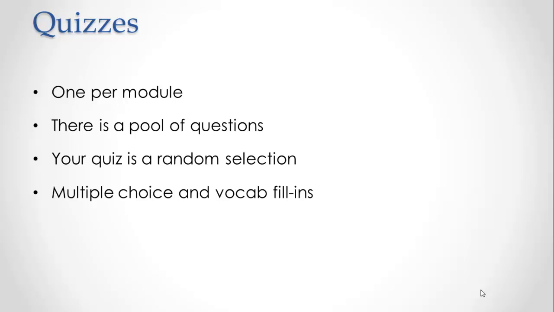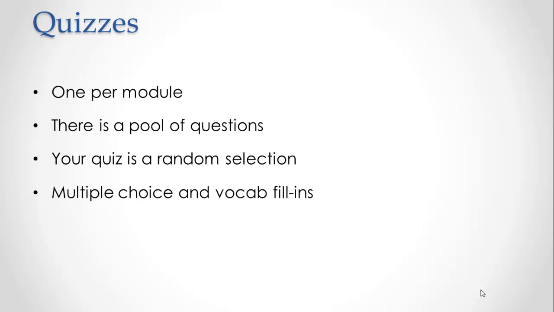Okay, so let's review quizzes, and I'll talk a little bit about some other things that I hadn't mentioned in the screens. So there's 1 quiz per module, and the way the quiz is decided is, suppose in that module there are 20 multiple choice questions, and there are 20 fill-ins. That's a pool of 20 multiple choice questions and 20 vocabulary words. That's a pool of 40 questions. From that pool of 40 questions, you'll just get 10, and it's a random selection of those 10 questions.